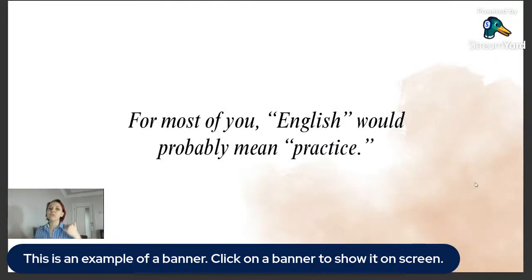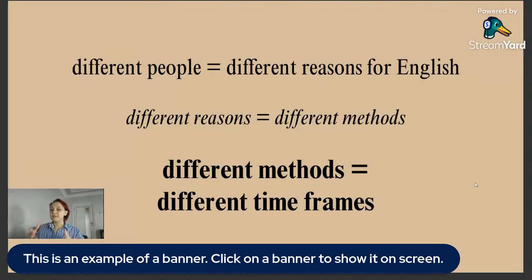For most of you who follow me, who understand most of what I'm saying, English would probably mean practice, right? Because you probably have the listening skill, you probably have the reading skill, you probably know a lot of grammar, but the problem for you would be practicing all of this knowledge. So, my point is that different people have different reasons for English, right? Makes sense? But if people have different reasons, that means they need different methods. Exam preparation and listening skill improvement are two very different things, and they will need two very different methods. Do you agree with me on this? Do you understand what I mean by that?